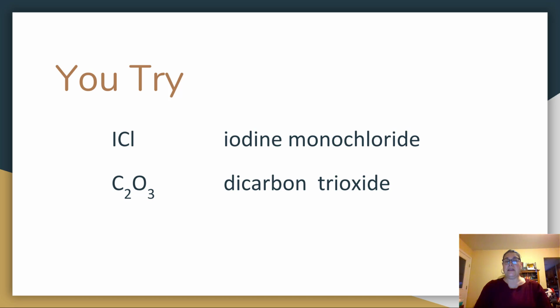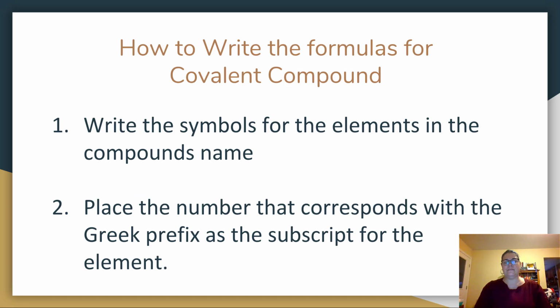So now that you know how to name covalent compounds, let's learn how to write the formulas from the name. So if I have the name of a covalent compound, I need to write the symbols for the elements in the compound. And then I use the Greek prefixes that are in front of the name, and I need to write those Greek prefixes as subscripts for the elements. In that way, we know how many of each element is in the molecule.